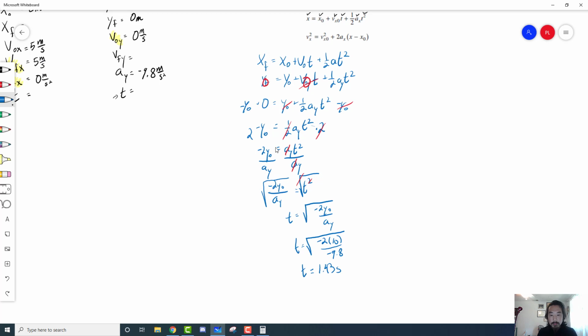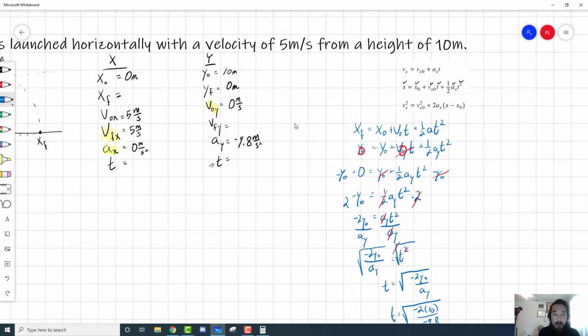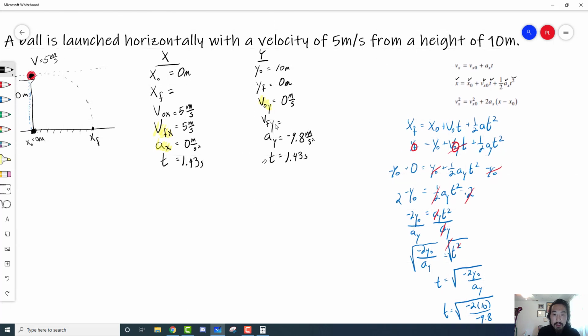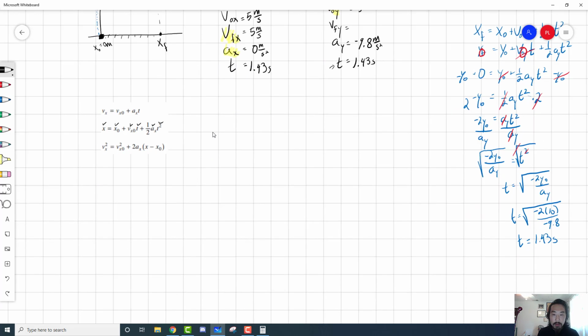All right. So I'm going to write that time value up here. I'm going to write that in black because that is a universal one. 1.43 seconds. And remember, the time for the x-axis and the y-axis, they're the same. So we found out how long it'll take to fall. So at this moment, we can figure out the final y velocity as well. So let's do that. I'm going to take a look at my equation here. Let's move this over here so that we have a little bit more space.